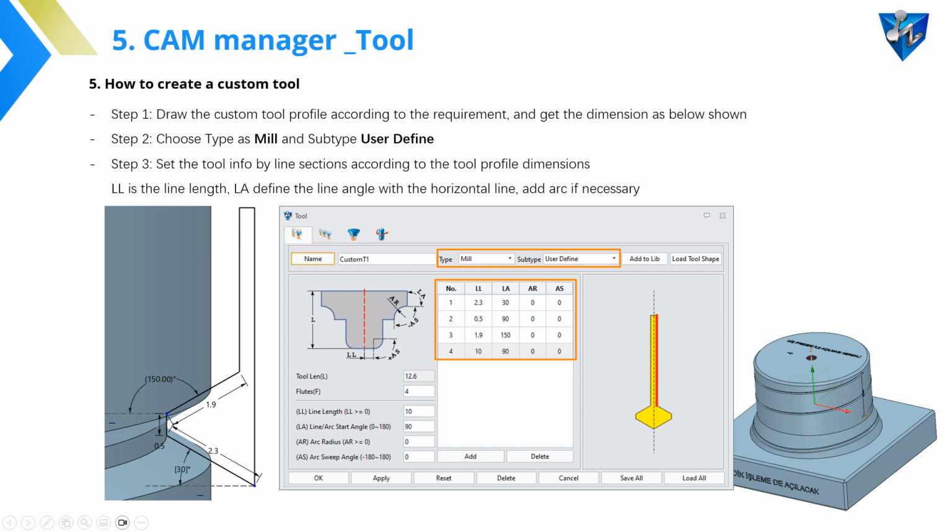The key parameters are the LL and LA. LL is the line length for each line section, and the LA is the line angle with the horizontal line. If necessary, we can also set the AR and AS parameters. Let's just go to the Machine Manager to check out directly.